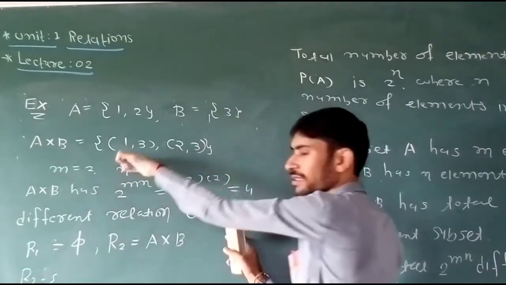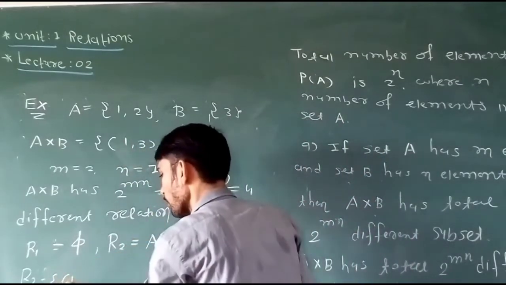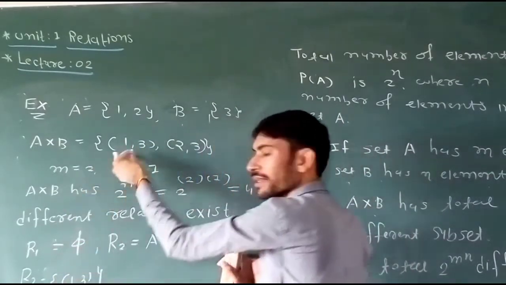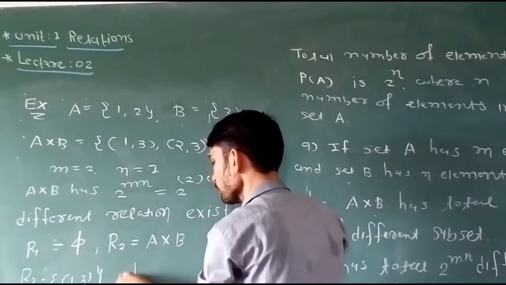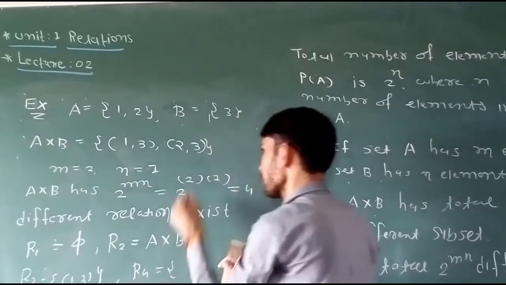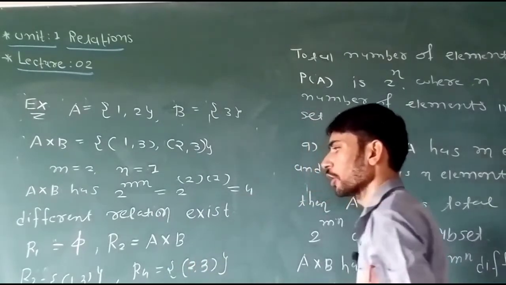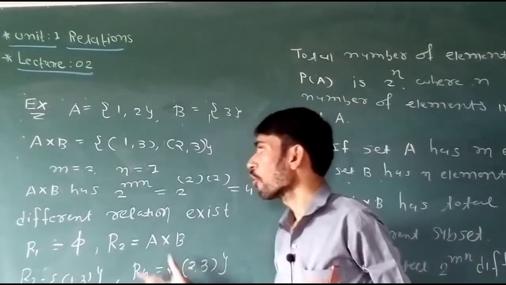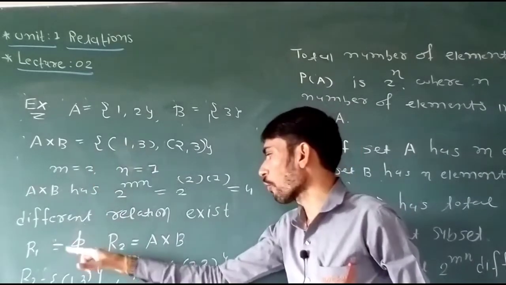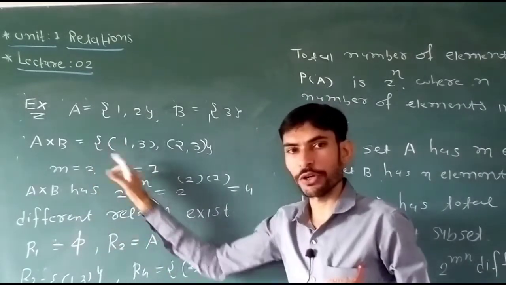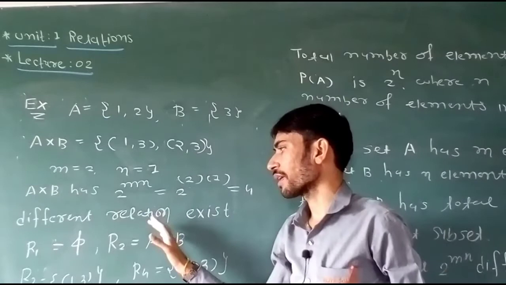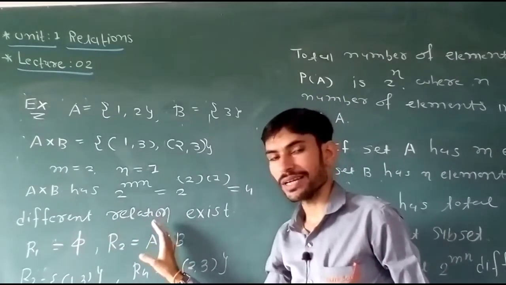The next possible subset: {(1,3)} is the subset R3, which is the relation. And the final relation R4 is the set {(2,3)}. So all are the possible subsets of Cartesian product A cross B. So all are the relations of Cartesian product A cross B. So you can see there are 4 different relations that exist.